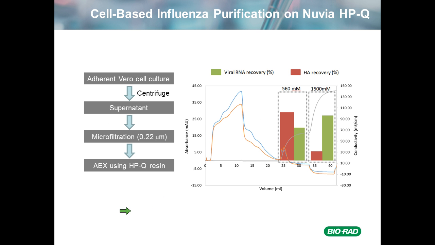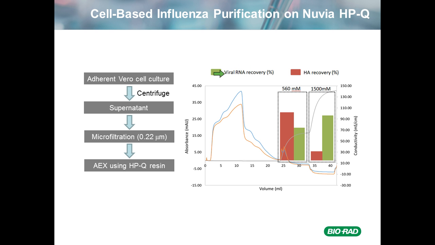So I want to talk about one of our customers' purification of a cell-based influenza product on Nuvia HPQ. Nuvia HPQ is our Nuvia Q offering with very large pores. It's designed for recovery of molecules or entities that are very, very large. On the left, I put what the process is. It's after vero cell culture, there's centrifugation and microfiltration, followed by single-step purification on HPQ.